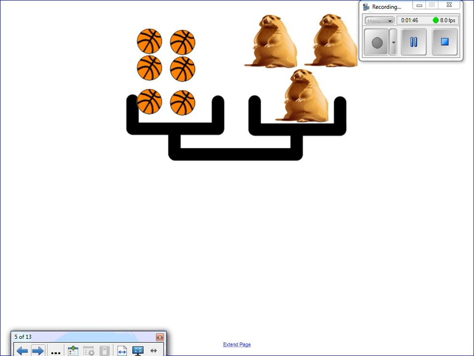Well, let's take a look. I have 6 here, 6 balls over here. I have 3 over here. If I were to divide 6 by 3, I would get 2. So does that make sense? Do 2 basketballs weigh the same as a prairie dog? Well, let's try it out.